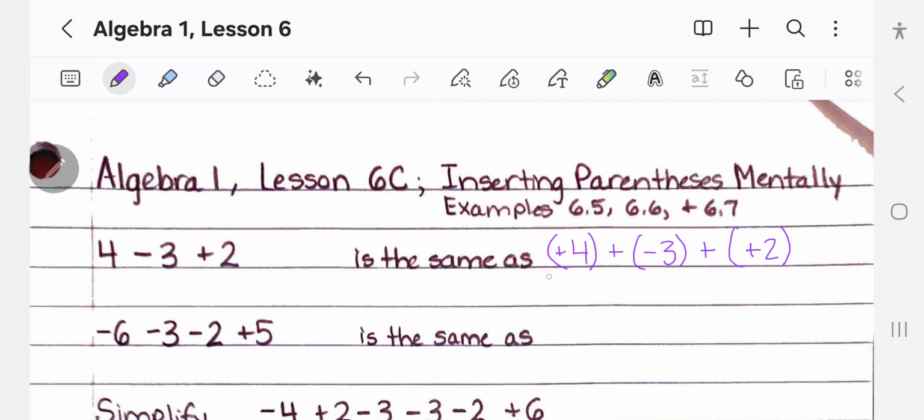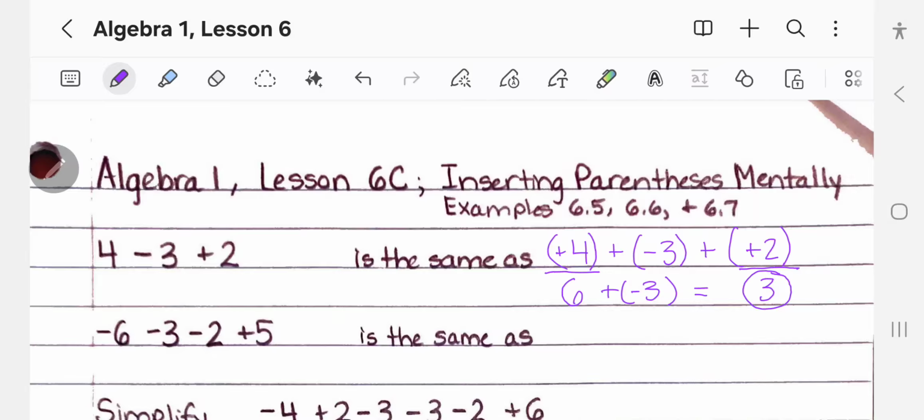We could put our positives together. 4 and 2 is 6. And then bring down our plus negative 3. And we would say, wait, those have different signs. So I'm going to subtract their absolute values and get 3. Keep the sign of the one that has the largest absolute value, so it's positive.